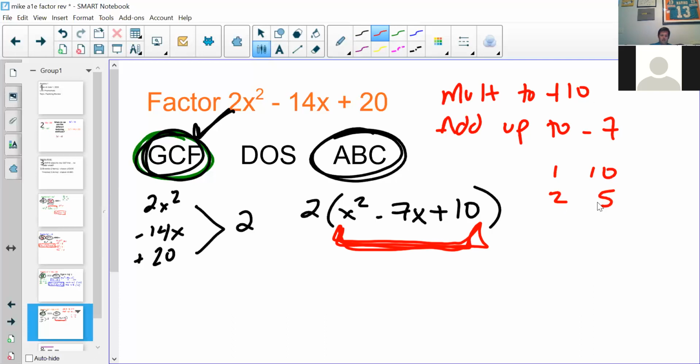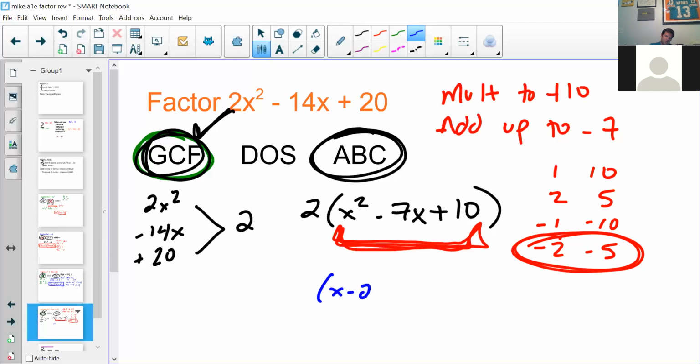But please remember that in this scenario we'll take negative 1 times negative 10 and negative 2 times negative 5. And if we check that out, hopefully we recognize, hey, negative 2 times negative 5 would be positive 10. Negative 2 plus negative 5 would be negative 7. That's our two factors that we're going to hone in on here. If I write that out, I got x minus 2 times the quantity x minus 5. That would give me the above scenario here.